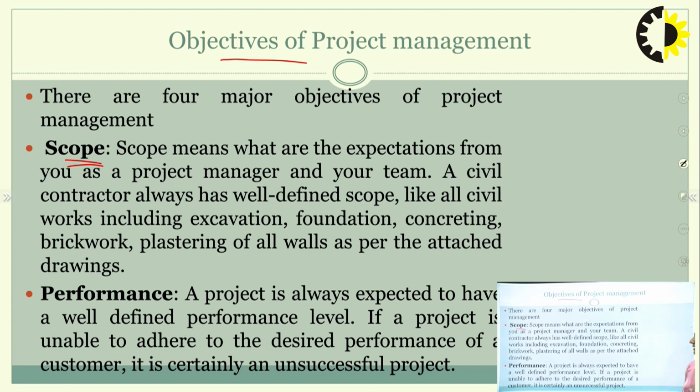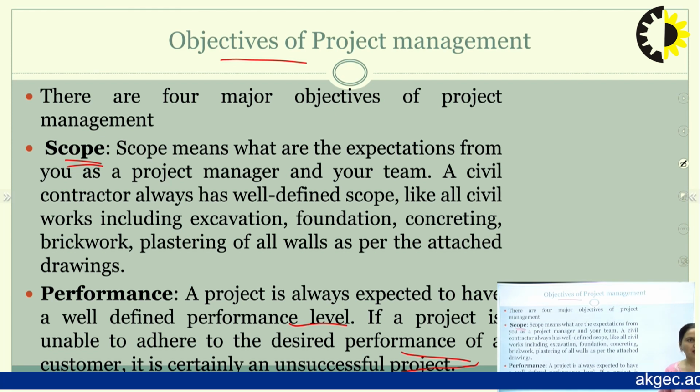Then comes the performance. A project is always expected to have a well-defined performance level, right? It should perform based on what the objectives are and what the requirements are. If a project is unable to adhere to the desired performance of a system, it is certainly an unsuccessful project, right? At the end, what we are expecting is that the project should satisfy the requirements of the end users as well. If it does not give you the proper performance, the performance of the system is going to degrade. So definitely we cannot say that it is a successful project.